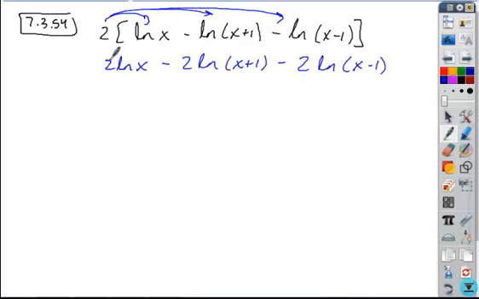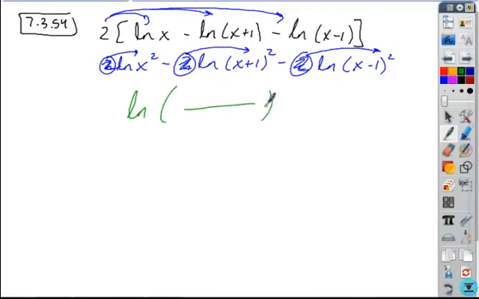Okay, and then we're going to apply the properties of power. So we're going to move each of these multipliers out front up to the powers. And now what we can do is look to condense this all into one log. And again, you use the log that they all share, which is a natural base here.